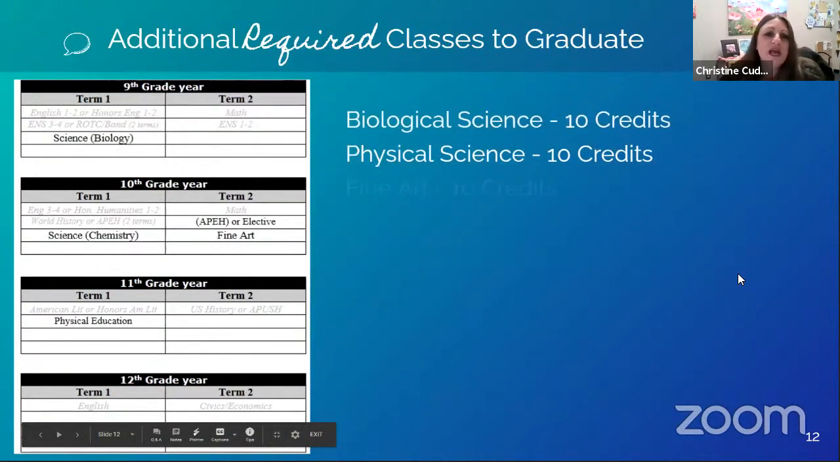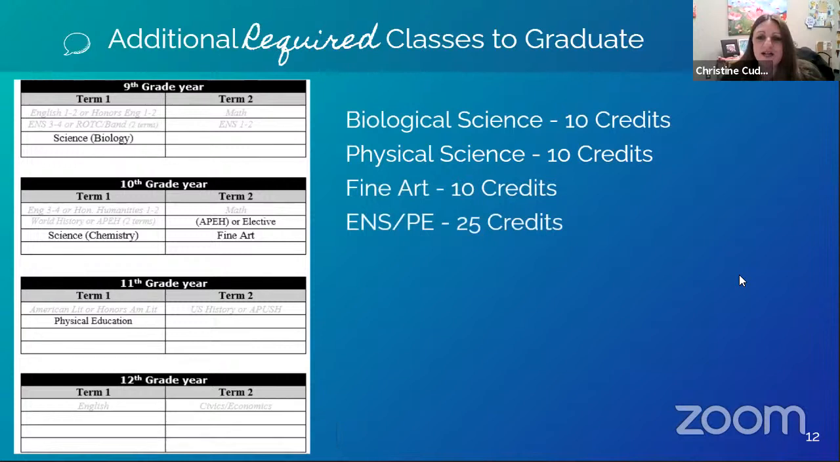Thank you. So after you've got the required classes in there, there are additional classes required to graduate. So those were the grade level specific classes. The additional classes required to graduate are listed here, and they can be in any specific grade level. You don't have to take them in a certain order or certain grade level. So at some point you need to have a biological science, and at some point you need to have a physical science. So you can plug those in, again, any grade level that you want to plug those in.